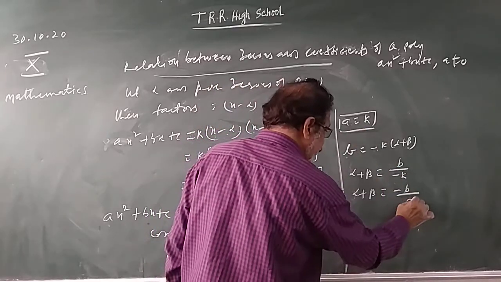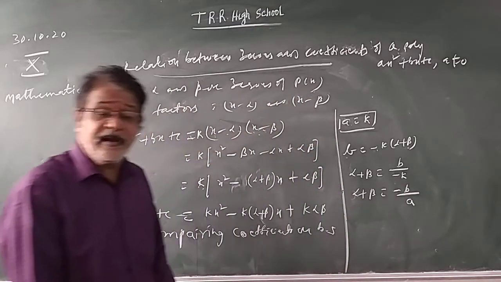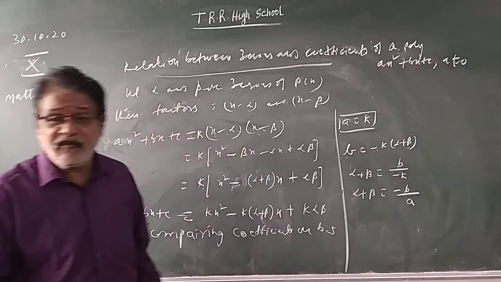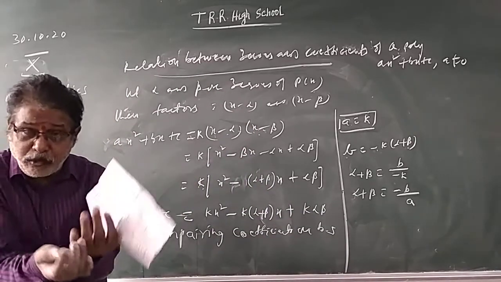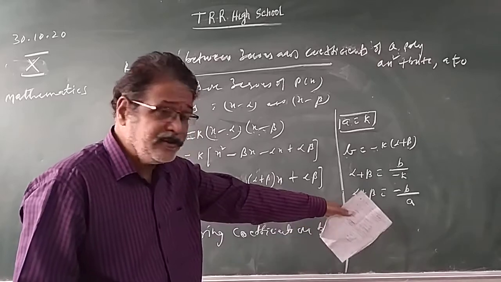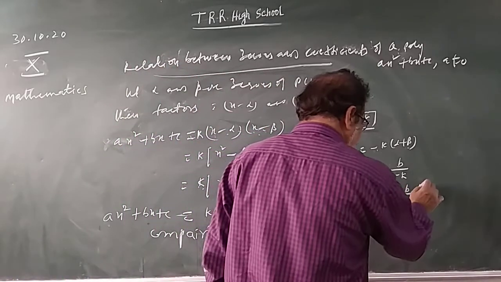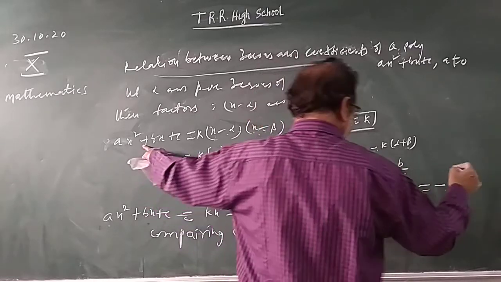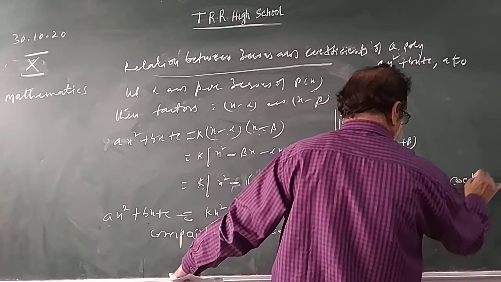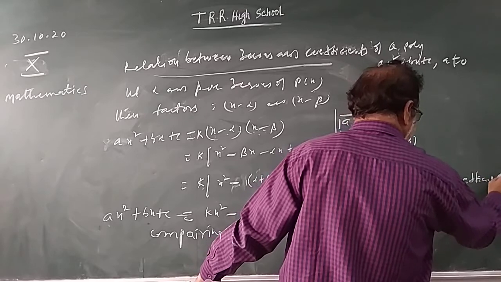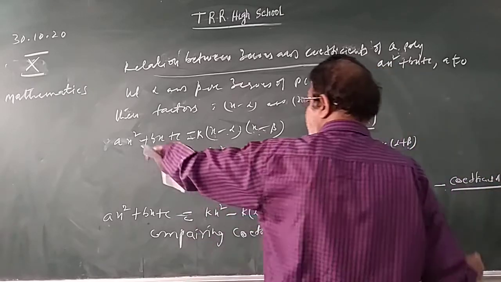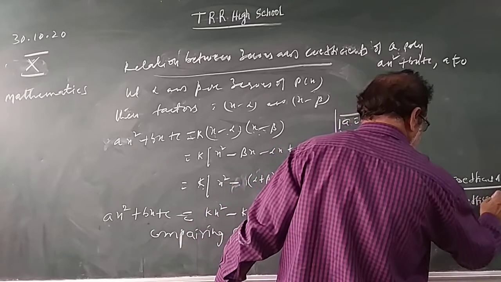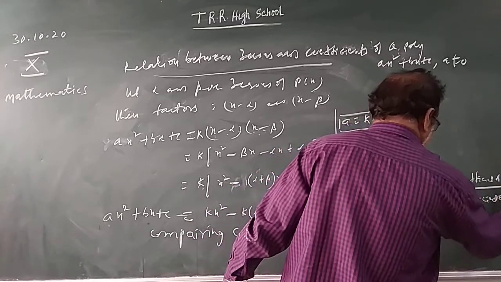K is equal to A, so alpha plus beta is equal to minus B by A. This is the sum of the zeros. Alpha is one zero, beta is the other zero. If you add both the zeros, the sum of the zeros, alpha plus beta, is equal to minus B by A. Here B means the coefficient of x, and A means the coefficient of x square.